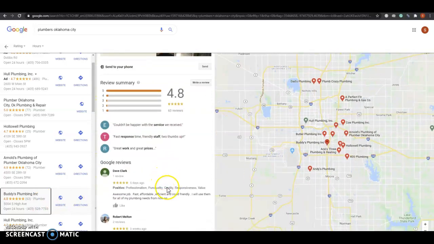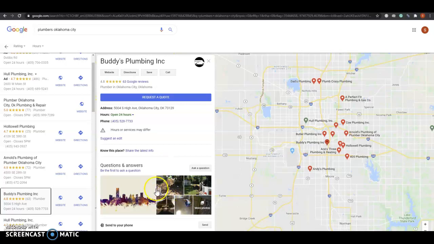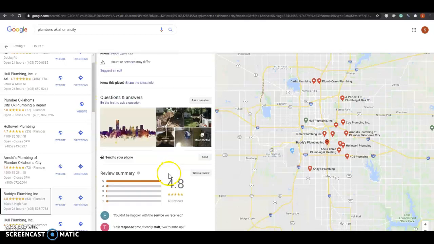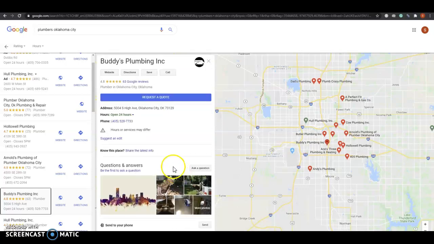Something in here is not optimized correctly. It may be your images. I don't see a description. So go in there, get this filled out the rest of the way, and you should actually come up above these guys. You should be number one in this map pack. And of course, adding some more citations to make sure that they don't come up right behind you and knock you right back down.